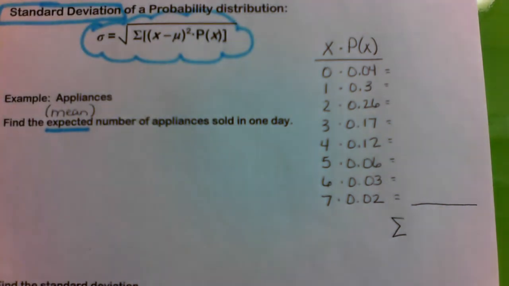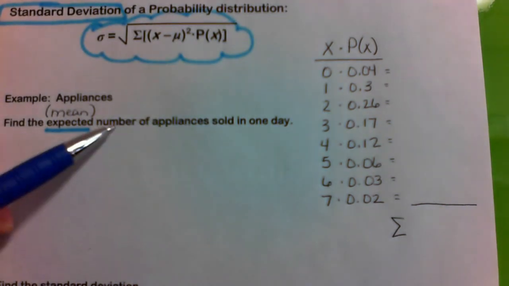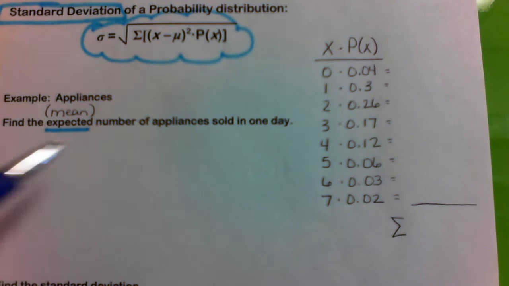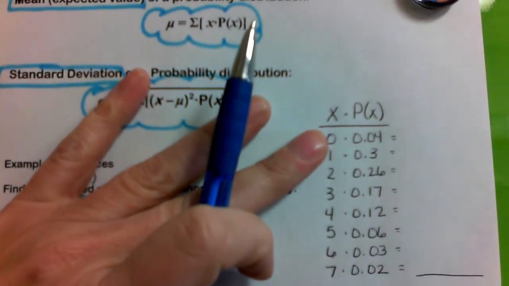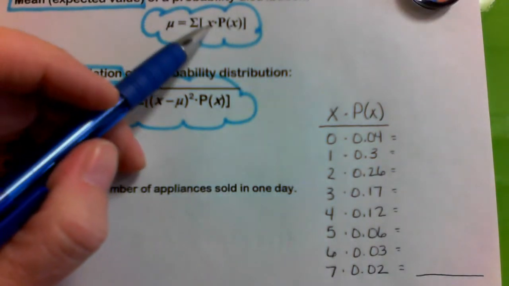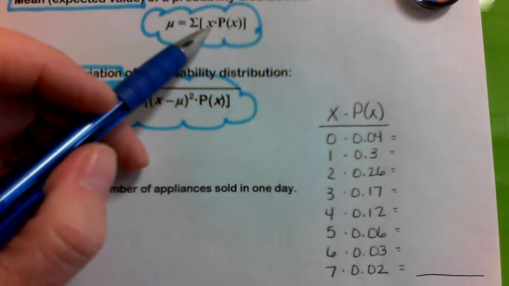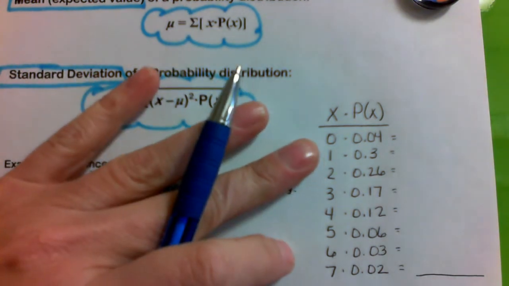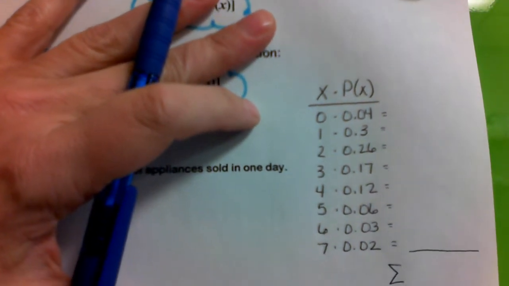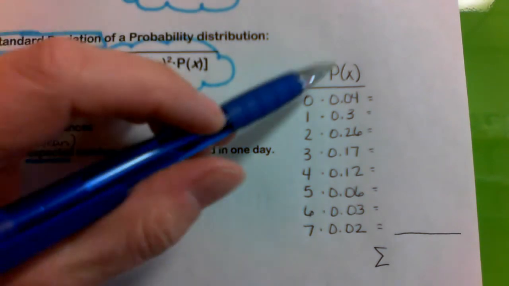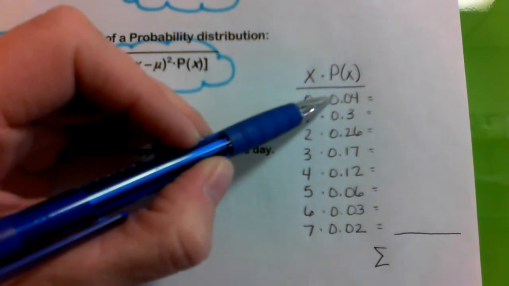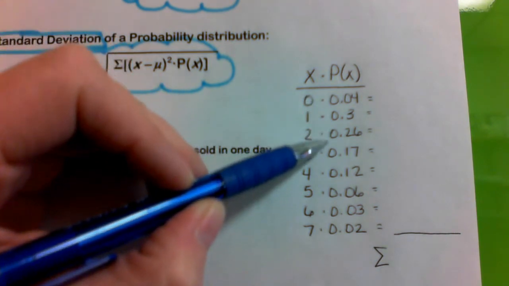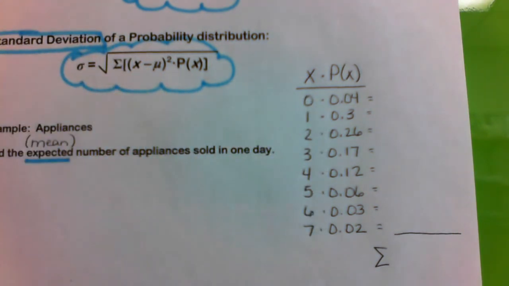So this first question says find the expected number of appliances sold in one day. My keyword is expected, which means to find the mean. So I'm going to use this formula up here, the summation of x times p of x. So what that means is I have to take x times p of x first. So I've done this over here on the side. I'm going to multiply x, so here are all of my x values, times their p of x that is on that probability distribution.